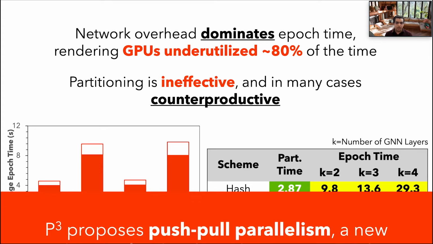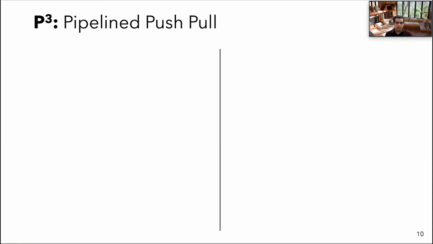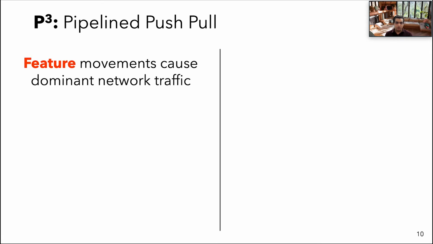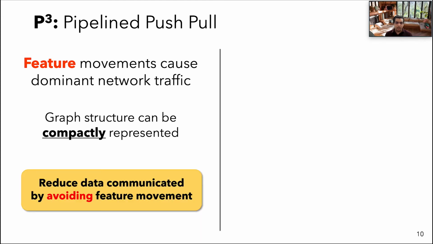In this work, we introduce P3, a system that addresses these issues by proposing a new push-pull based technique for distributed GNN training. P3 builds on two key observations. First, we notice that movement of features causes the majority of network overhead. Graph structure on the other hand is compact. Thus, in P3, we opt to avoid movement of features altogether.